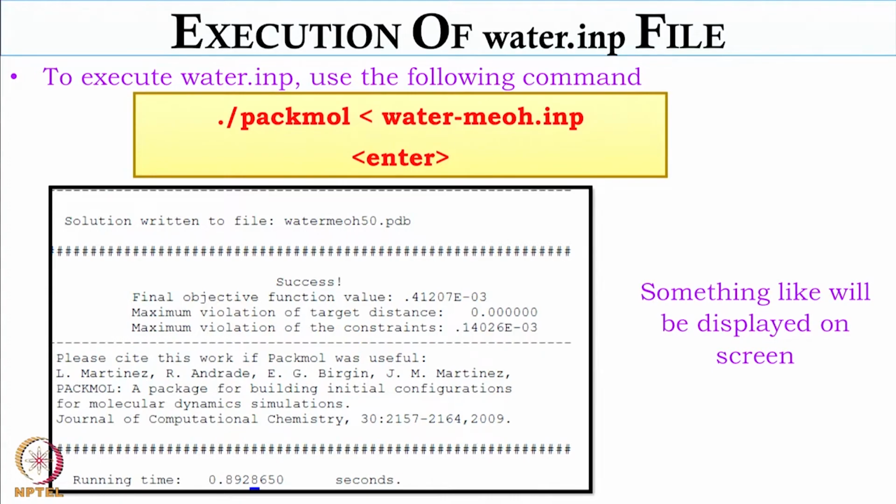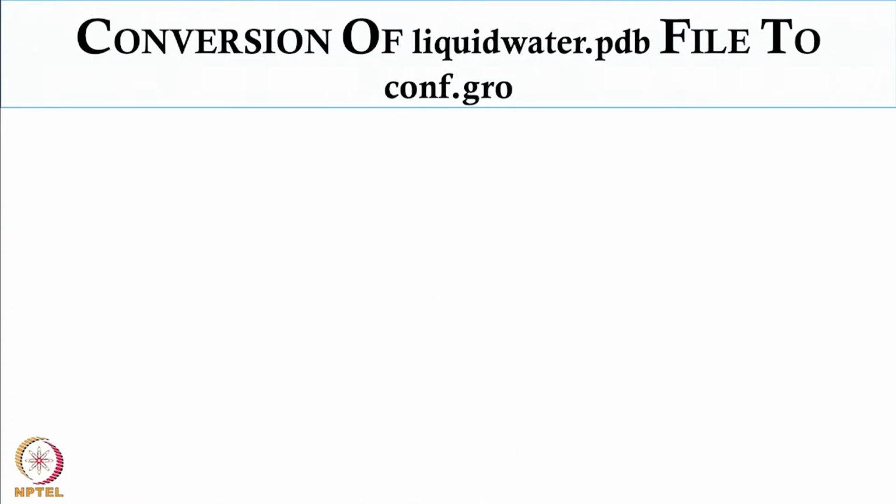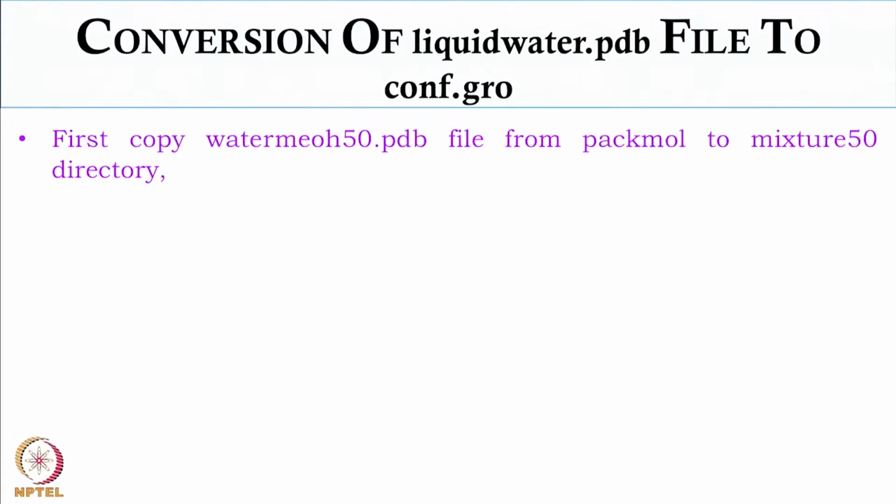So now we'll create a mixture directory, mixture 50 or water methanol mixture directory, in the working directory, in the Gromacs directory, and then we'll copy the file water meoh50.pdb to that directory, so that we can convert it into a GRO file and we can proceed towards the simulation. Okay. So now we'll convert the water methanol 50.pdb file to conf.gro file. So we'll first copy this file.